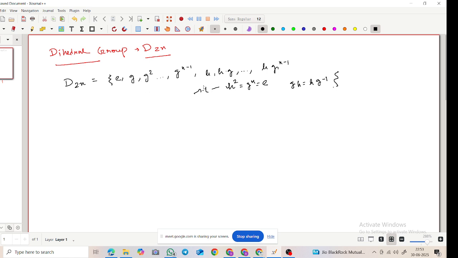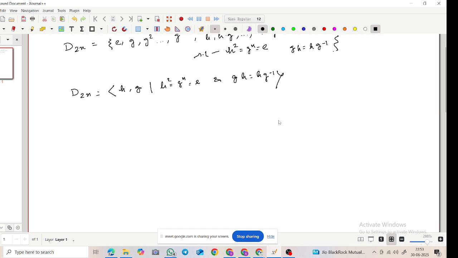The elements will look like this. We can also say that D2N is generated by H and G such that H square is G to the power N is identity and GH is HG inverse.